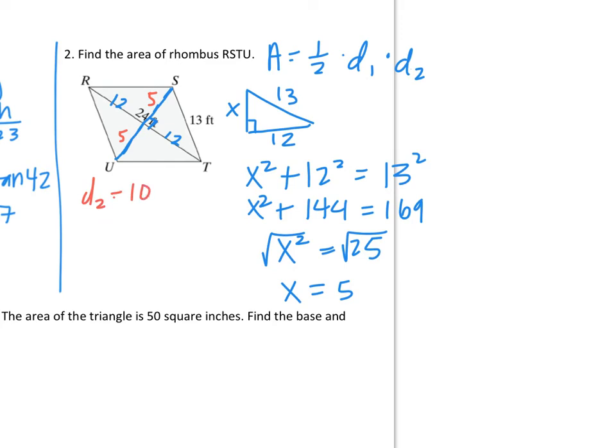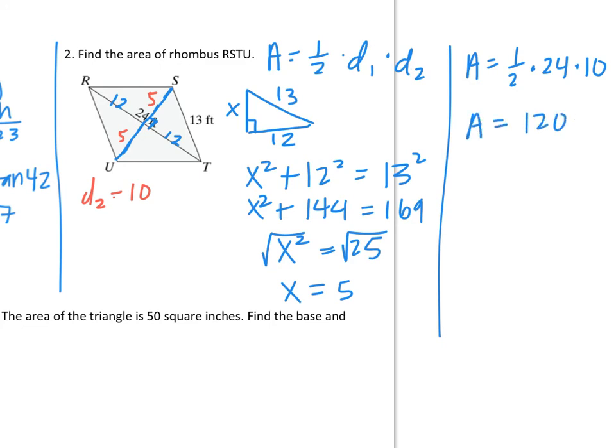So now our area formula. So we've got our 1/2 times diagonal 1, which was 24. Make sure and do the whole diagonal, times diagonal 2, which is 10. So 1/2 times 24 times 10, we get 120 feet squared.